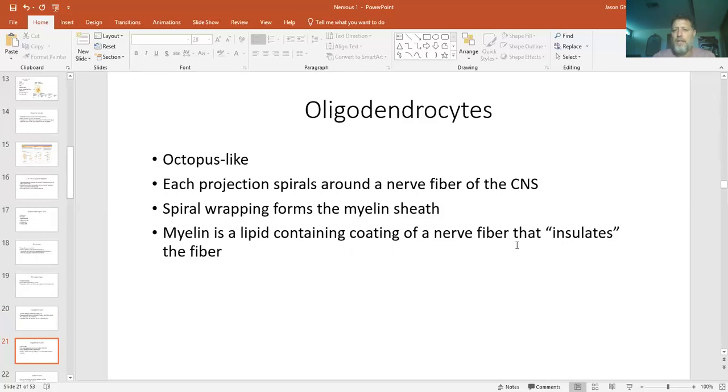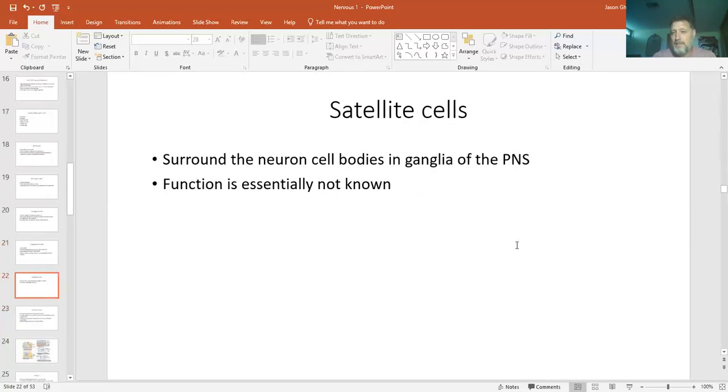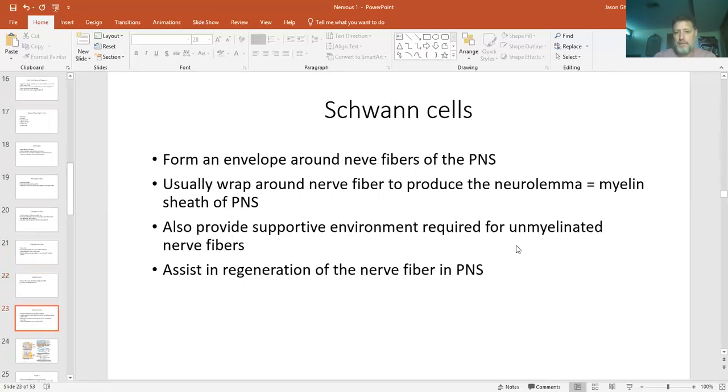All right. The next two are satellite cells, which are in the peripheral nervous system. We really don't know a lot about these things. Just know they are there. And then Schwann cells. Schwann cells wrap around the nerve fibers, which again are the axons. They produce that myelin sheath. This is only in the peripheral system, not the central nervous system. So these act very similarly to the oligodendrocytes. They are very supportive for their myelin, and they help protect nerve fibers.